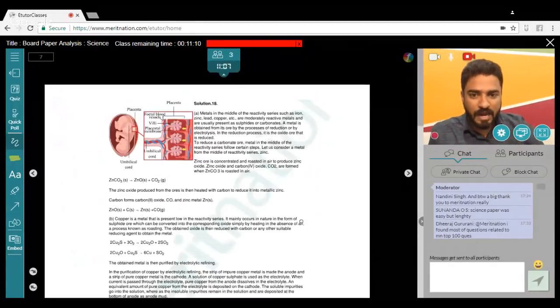You can see over here, and the diagram of placenta you were to draw this one over here. Okay, that was for the 17th question of your biology.